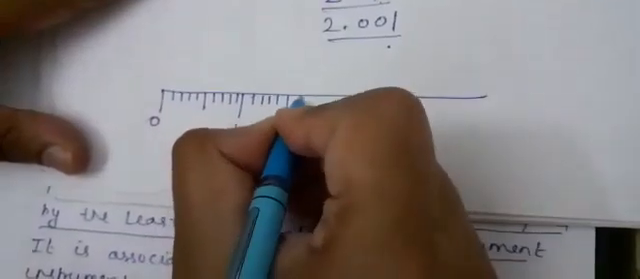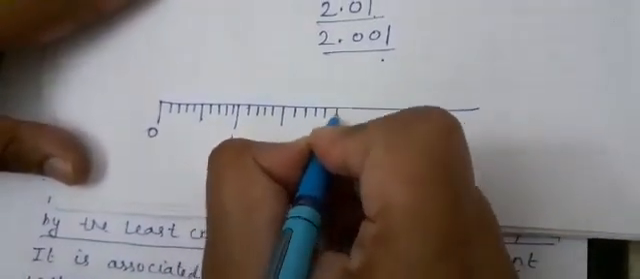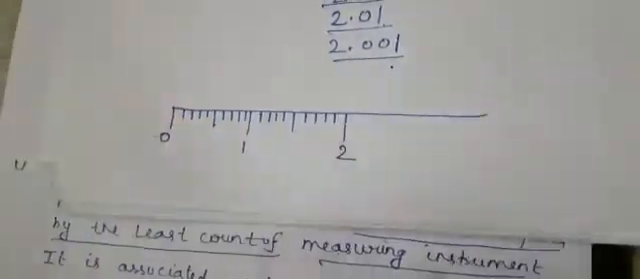Suppose this is a meter scale I am taking, this is 0, this is 1. For your understanding, I am drawing broad lines. Otherwise, the measurement will not be as per the scale.